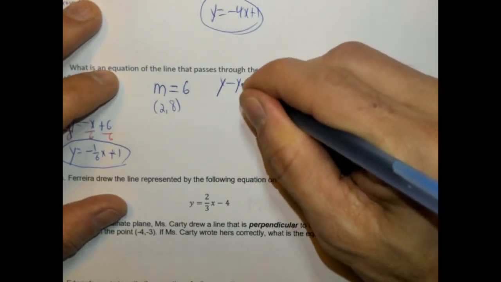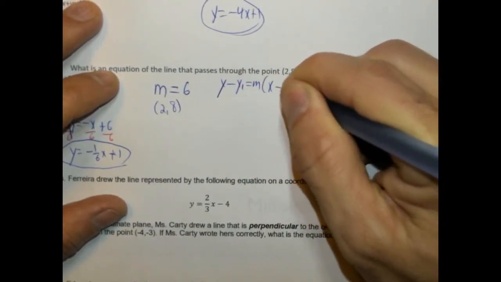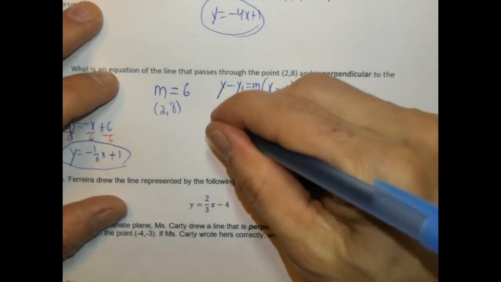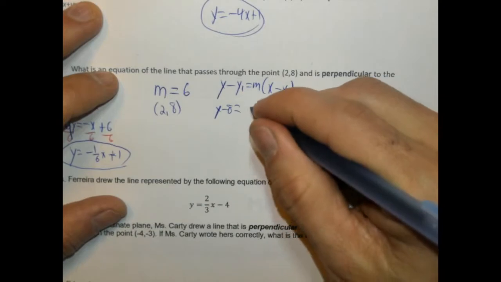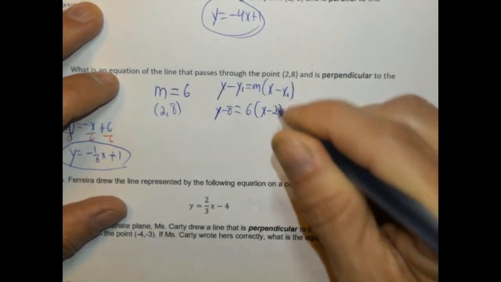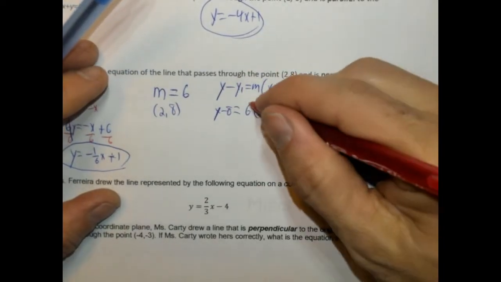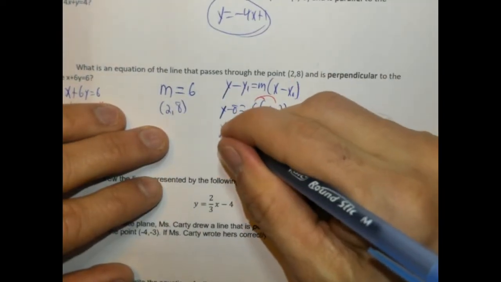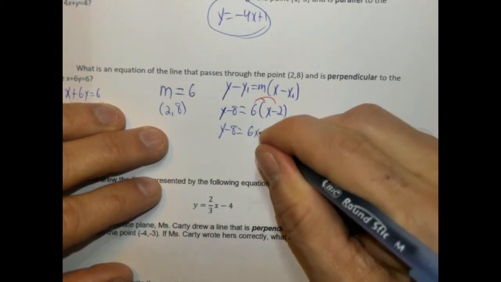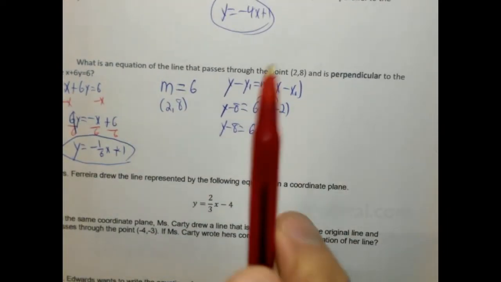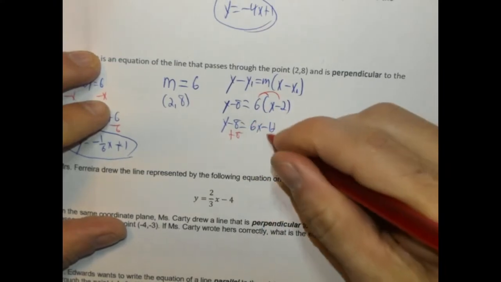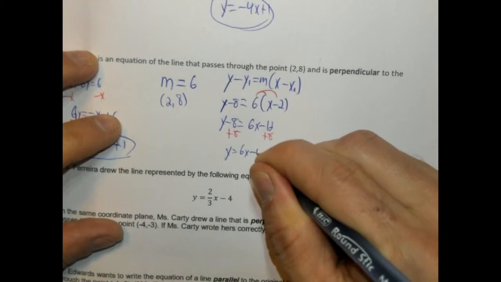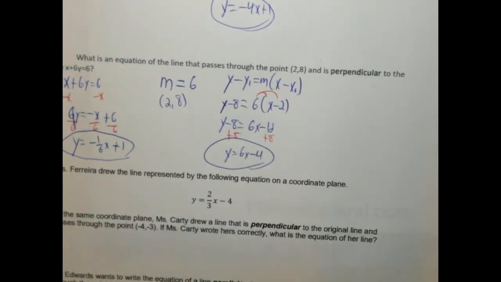So y minus y1 equals m parentheses x minus x1. And let's plug in our values here. So y minus 8 equals 6 parentheses x minus 2. Let's go ahead and distribute the 6. Y minus 8 equals 6x minus 12. We're going to add 8 to both sides. Y equals 6x minus 4. And that's it.